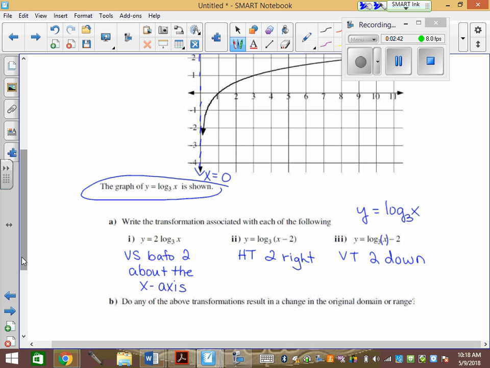So, do any of these transformations change the original domain or range? The range of all of these is what? The range of it is y is an element of the reals. We agree? It goes on forever.